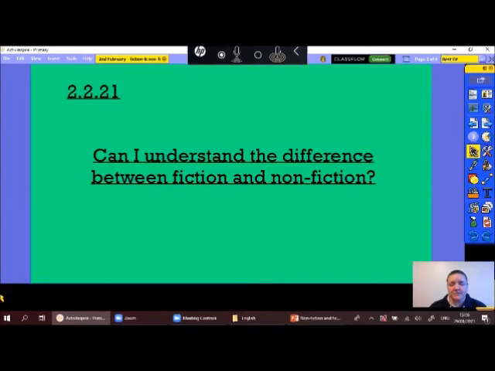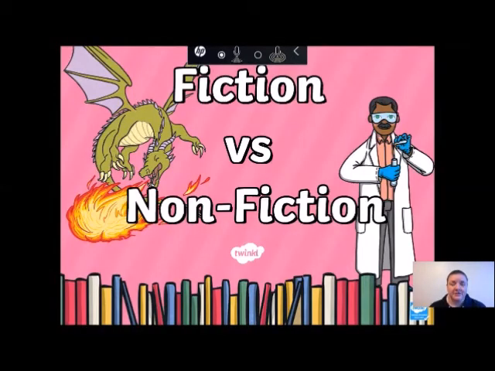Because we finished George's Marvellous Medicine last week, this week we're going to move on to a new book. But today, to start with, we're going to look at the difference between fiction and non-fiction. Can you remember which is which? These pictures on this page might give you a clue.